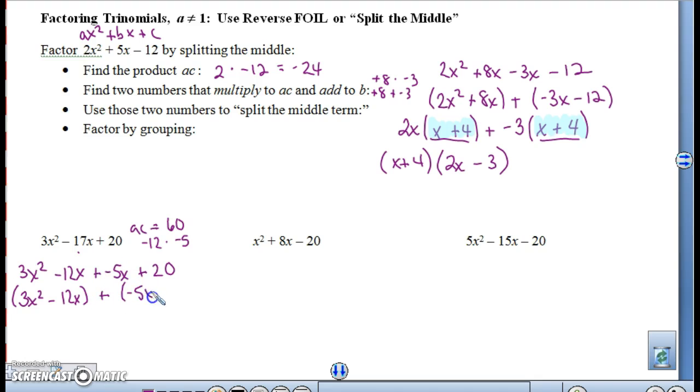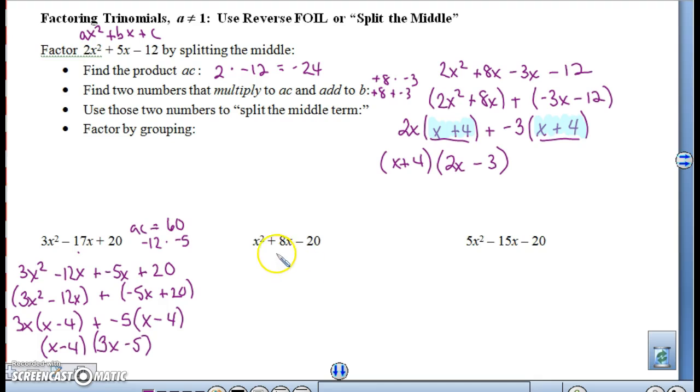And notice here I have a greatest common factor on each one. The greatest common factor of this group is 3x, which gives you x minus 4. Now, notice here my binomial is going to be x minus 4. I want this to be x minus 4. That might tip me off. I've got to factor out a negative. So if I factor out negative 5, I get x minus 4 as well. Now my answer is x minus 4 times 3x minus 5. So that is factoring by splitting the middle.